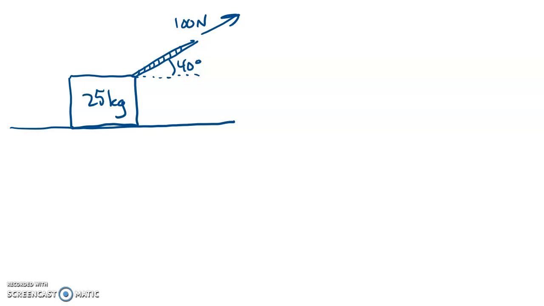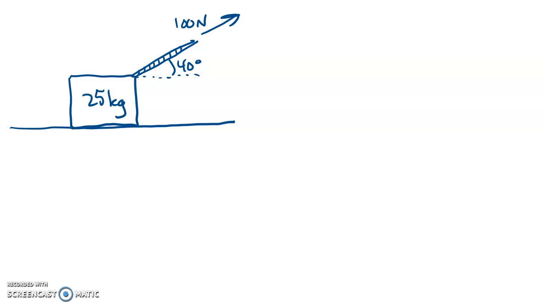Hello there. So we're looking at a problem here where you have to find the x and y components of a force that's in the situation. And this is just some sort of 25-kilogram object being pulled on by a rope. The rope is at an angle of 40 degrees with the horizontal, and the tension in the rope is 100 newtons. And we're not going to have any friction in this problem.